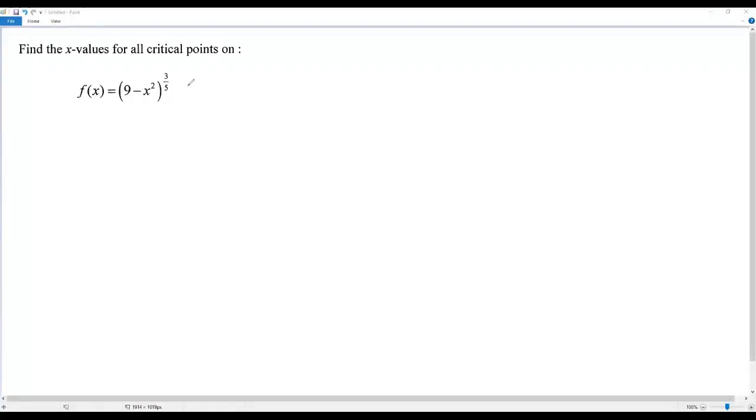Here we have an AP Calculus AB problem. Okay, let's go to the information. Find the x values for all critical points of f of x equals (9 minus x squared) to the power of 3/5. To get the x values for all critical points, first I have to find the domain of this function.